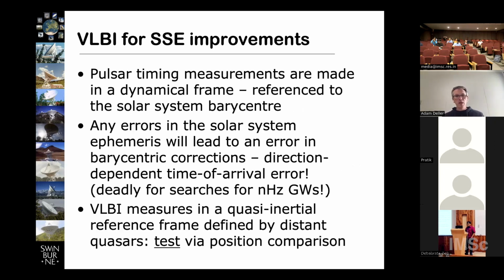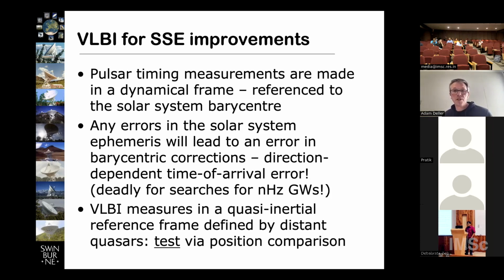So at a fundamental level, pulsar timing makes its measurements in a dynamical frame, and that dynamical frame is referenced to the solar system barycenter. When we measure pulse times of arrival, we're making them on a moving platform, which is the Earth, and more specifically an observatory on the Earth that's moving around, and all things going around the sun, or around the barycenter, I should say. And so we need to take those measured times of arrival and put them in a place where they're not moving with time, which is the solar system barycenter.